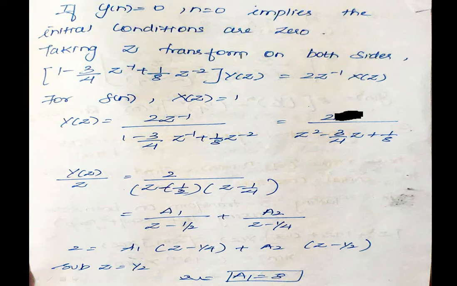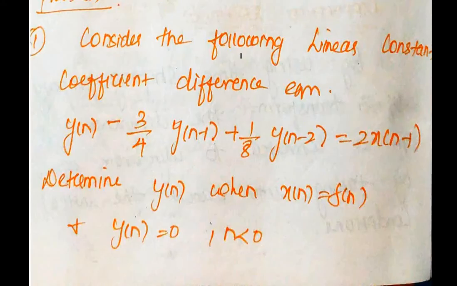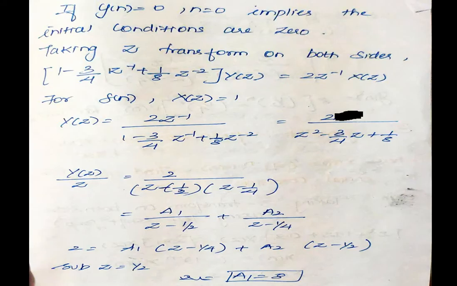So we will take Z transform on both sides. We have a difference equation here. When we apply Z transform, y of n becomes y of z. Y of n minus 1 becomes z inverse y of z. Y of n minus 2 becomes z power minus 2 y of z. And x of n minus 1 becomes z inverse x of z. So when we apply Z transform on both sides, we get 1 minus 3 by 4 z inverse plus 1 by 8 z power minus 2 times y of z equal to 2 z inverse x of z.